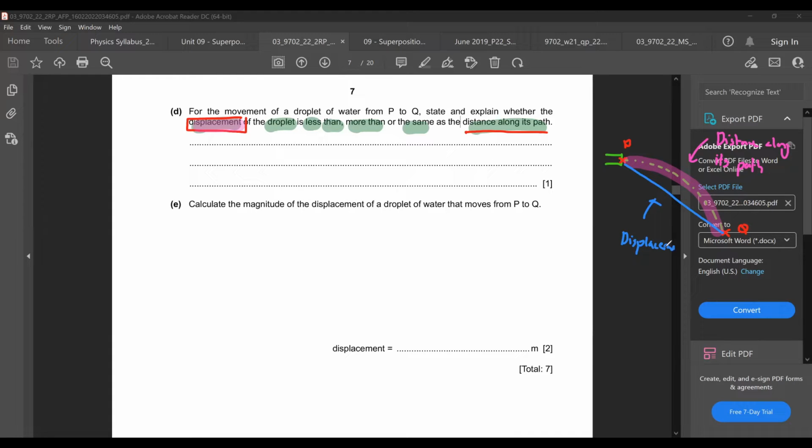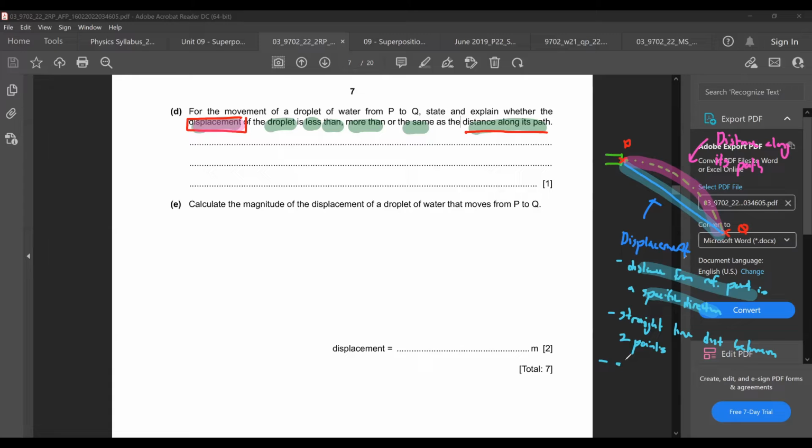Now, displacement may be defined as distance from a reference point in a specific direction. This was the definition that I wrote in my notes. Displacement is distance from a reference point in a specific direction. This is the common term they use in your marking scheme when they ask you to define displacement. But you can also think of displacement as this: displacement is the straight line distance between 2 points.